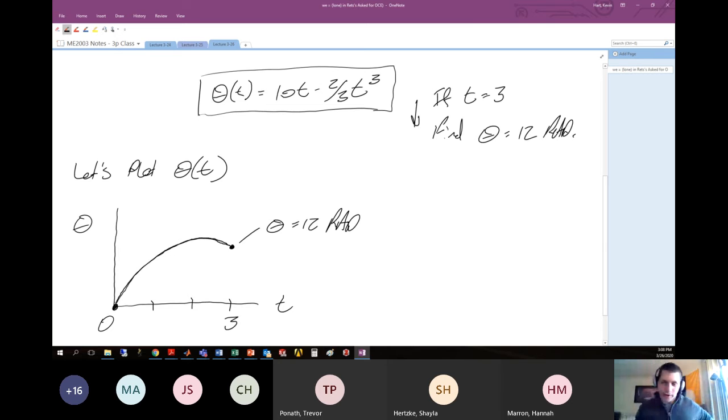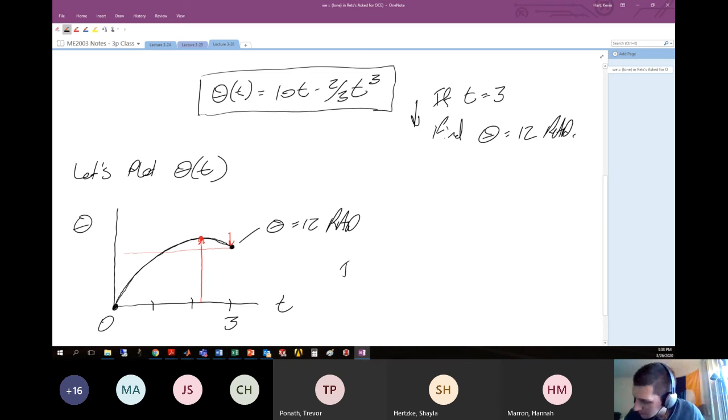It's a third order function, so it's going to have some curvature and it'll ultimately look like this. I agree that after 3 seconds, the angular position is 12 radians. However, over the duration 0 to 3 seconds, it looks like we went out beyond 12 radians. So if this is my threshold of 12 radians, we actually went out beyond 12 radians, and then we came back a certain amount to get to 12. So my total angular displacement is the amount that I went out plus the amount that I came back to get to 12.